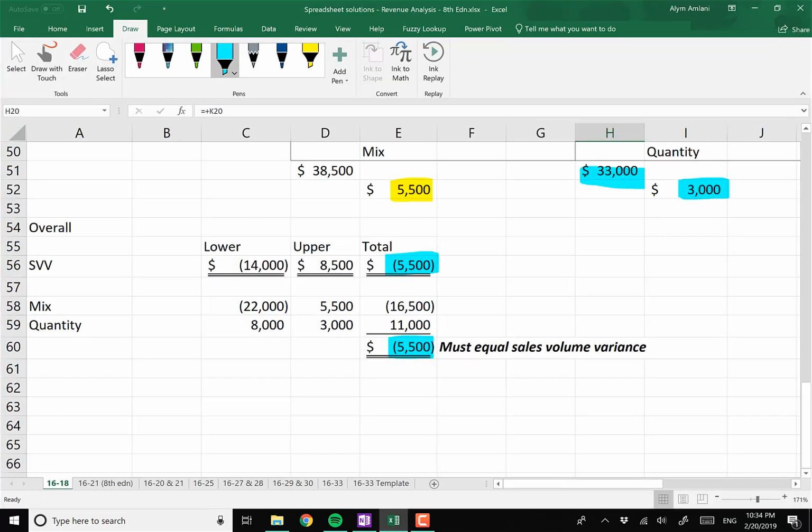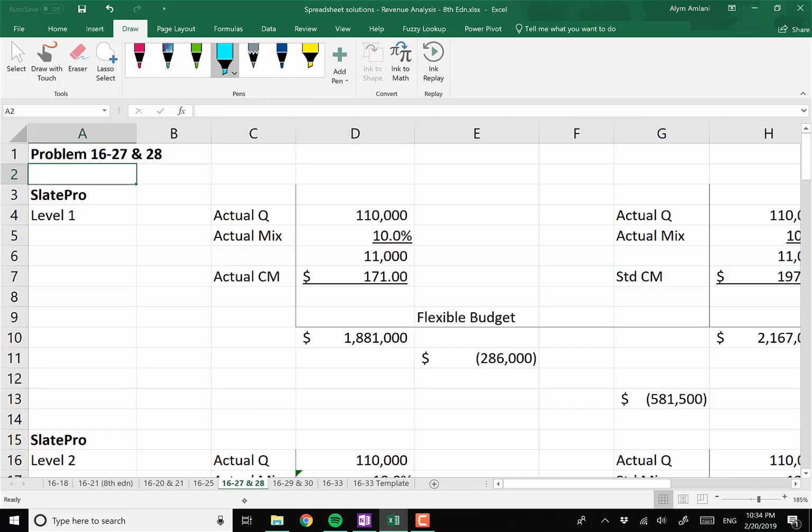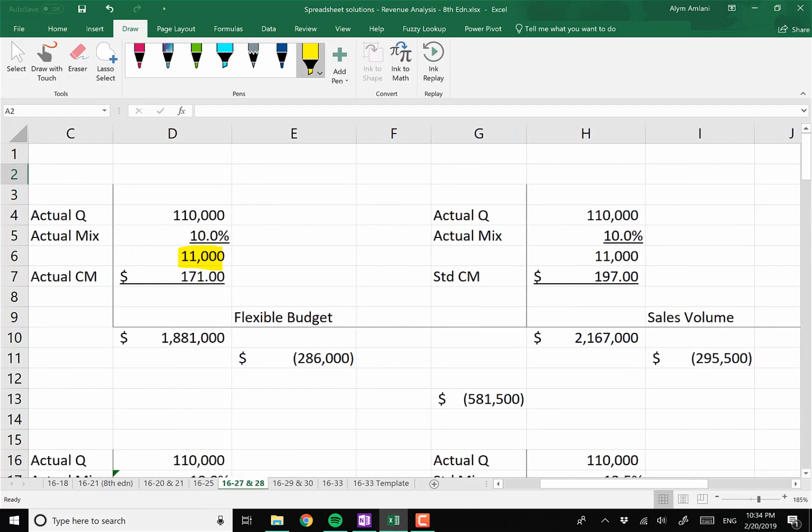There. Okay. So let's take a look at the Slate Pro, and we're going to start there because I think it's fairly straightforward. Our actual quantity sold was 110,000. Our actual mix, well, we know we sold 11,000 of them. So if we work backwards, 11,000 divided into 110,000 gives us 10%. At an actual contribution margin of 171, we get 1,881,000 on the left-hand side here.